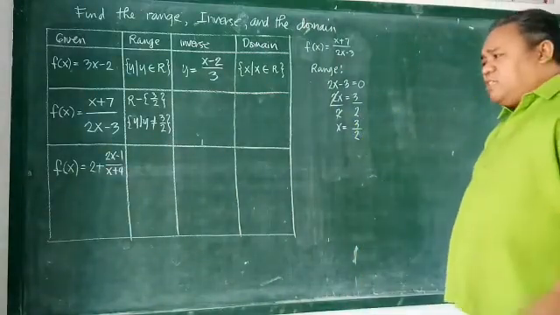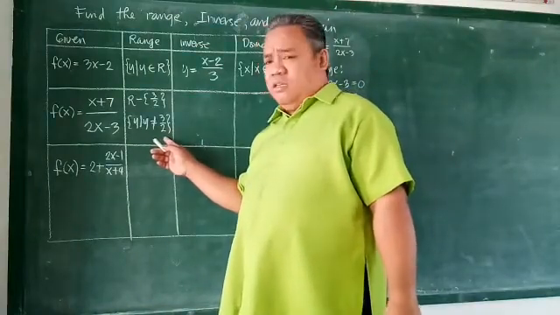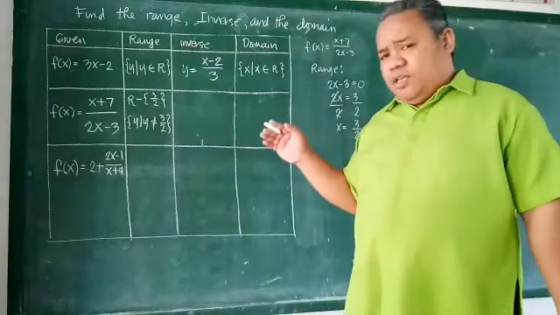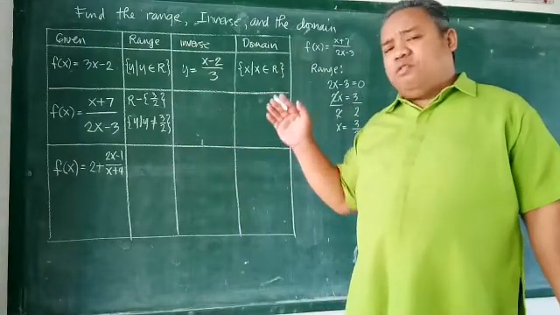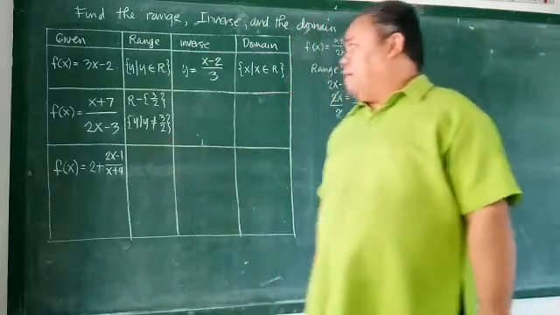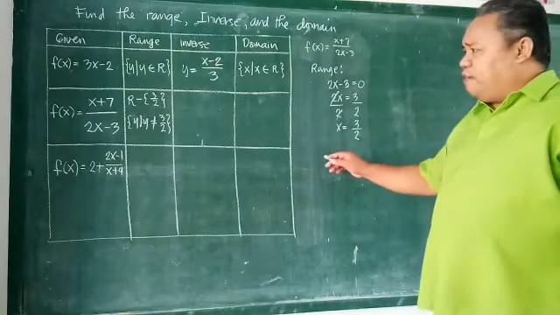Remember, in our previous discussion, this is what we call the asymptote. This is the line wherein the graph can touch or get closer to it, but it cannot cross the line 3 over 2. Now, let us find the inverse. How do we find the inverse?